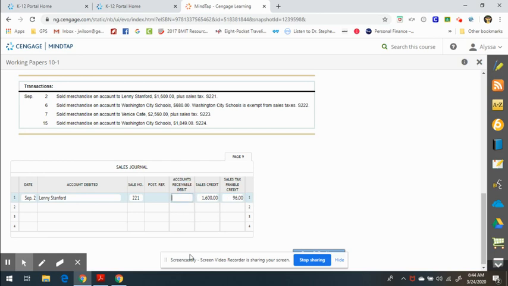All right. Debits always have to equal credits. If you notice, we have 2 credits, but we don't have a debit. Our total accounts receivable for this sale is $1,600 plus the $96 in sales tax. Accounts receivable debit amount is $1,696.